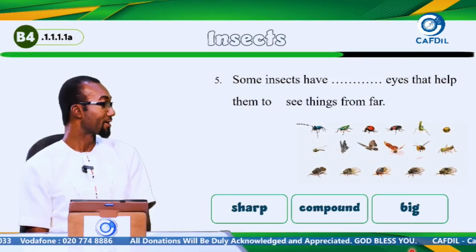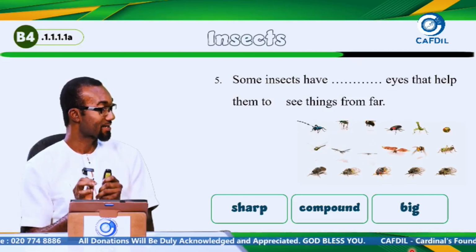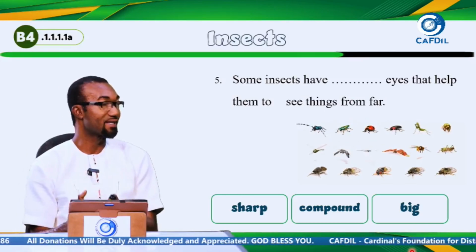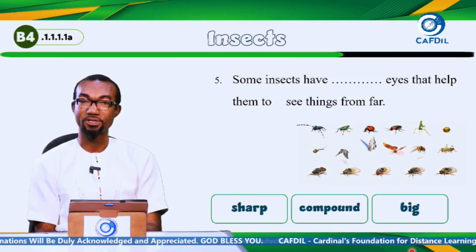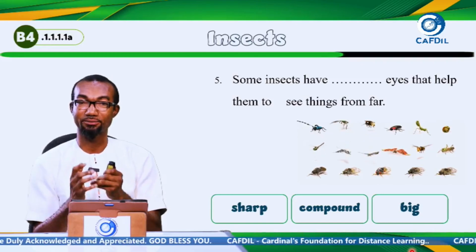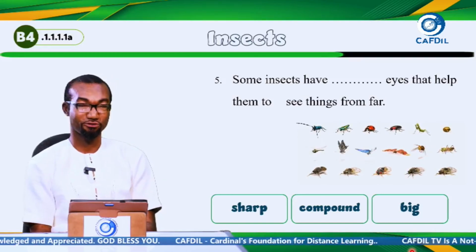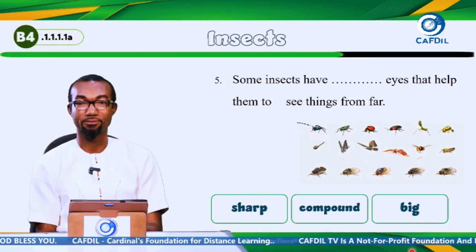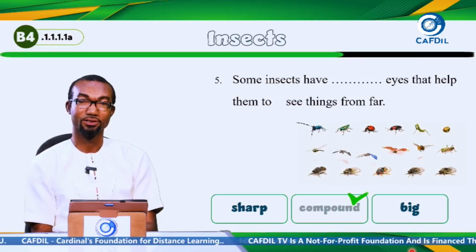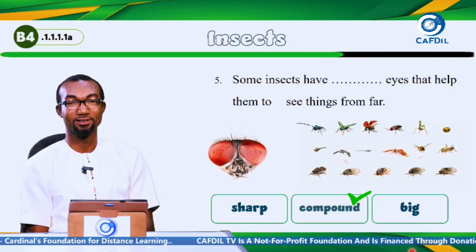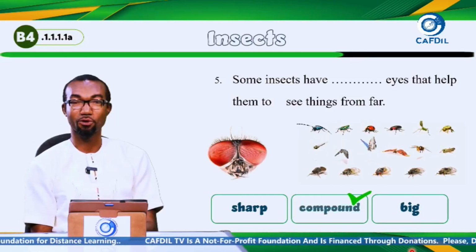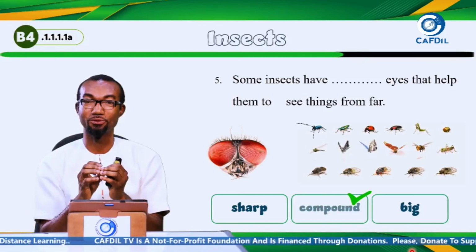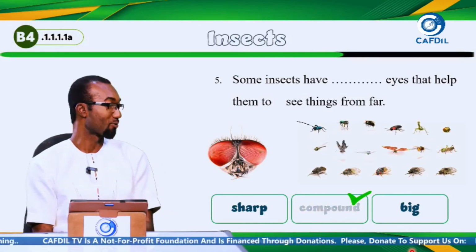And then 5. Some insects have dash eyes that help them to see things from far. We have sharp, we have compound, we have big. Good. The answer is compound. And when we say compound, it's a lot of individual eyes grouped as one.